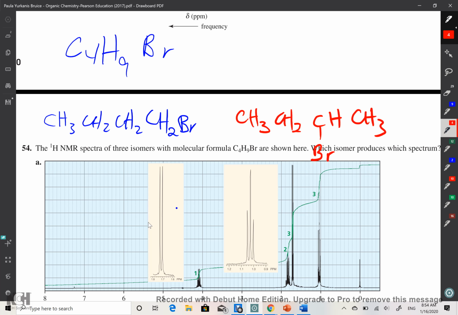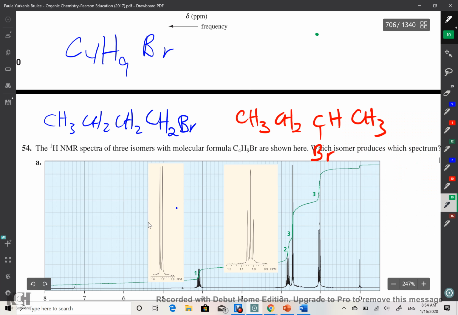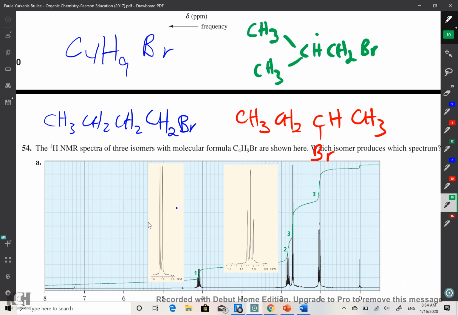What about the third structure? What should the third structure be like, guys? That will be the third structure, right? Yes. That's the third structure. Does that make sense? So those are the three isomers, the blue, the green, and the red. Those are the three isomers of C4H9Br.